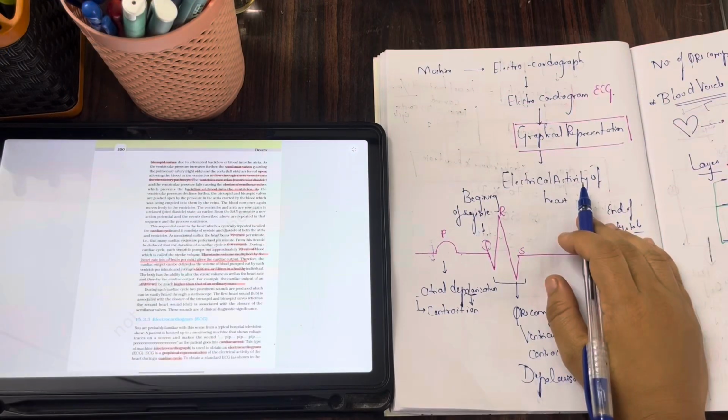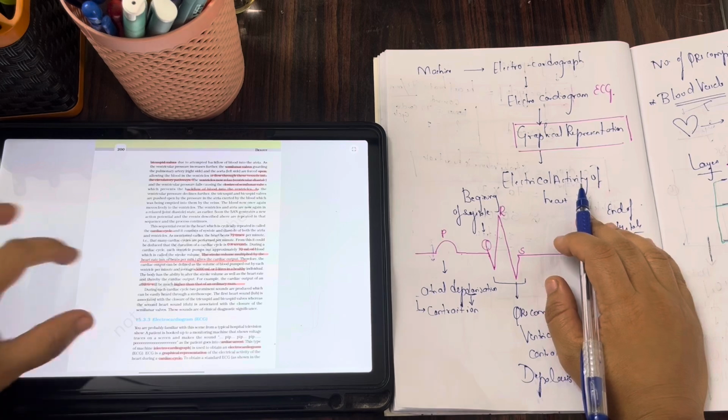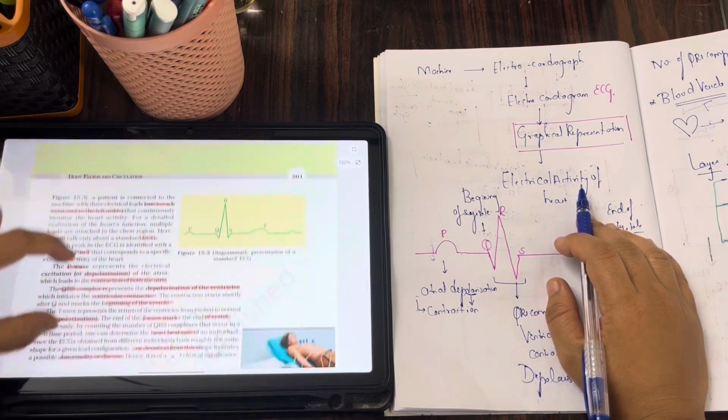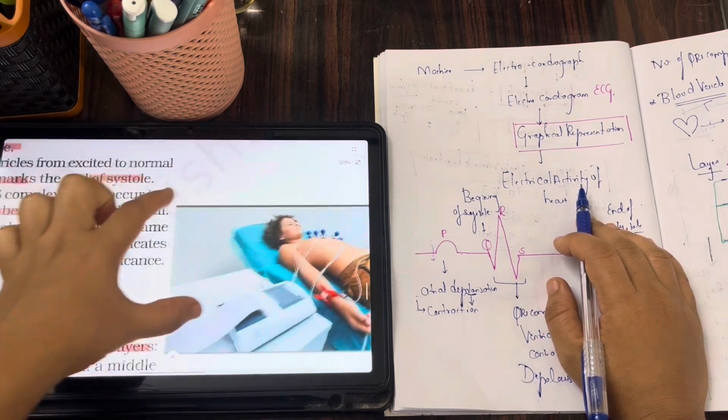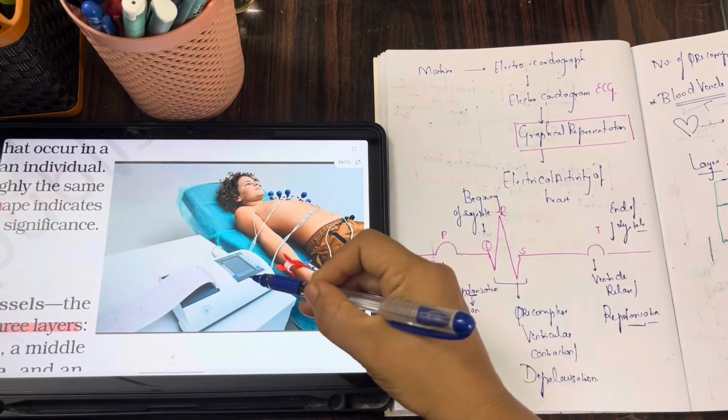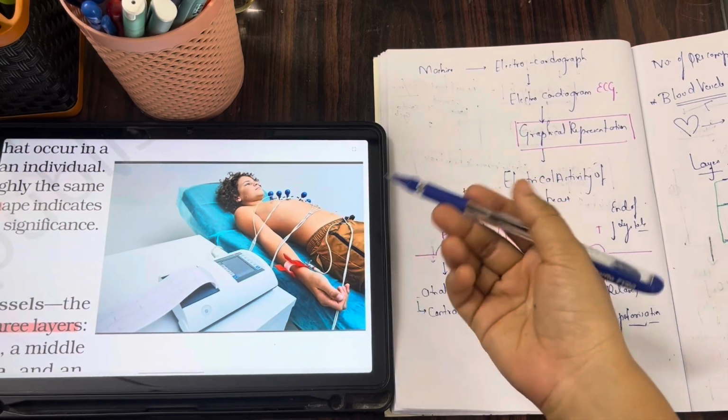Let's learn now about the electrocardiograph. So the electrocardiograph is a machine. As you can see in this diagram, this is an electrocardiograph. Okay, so you have something called leads.